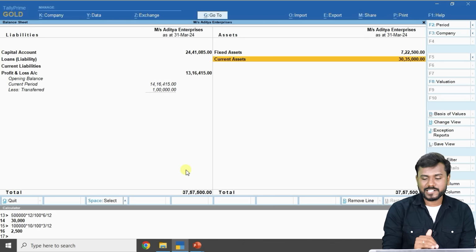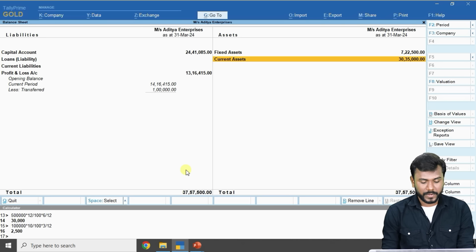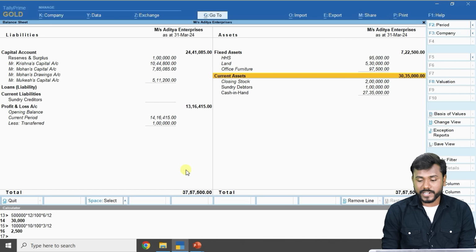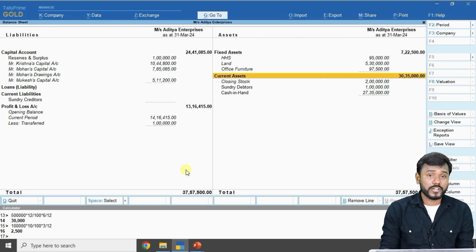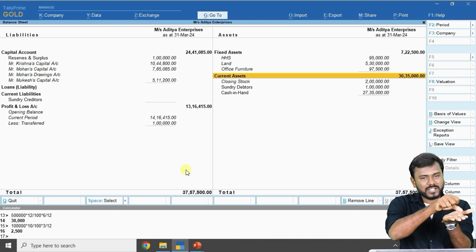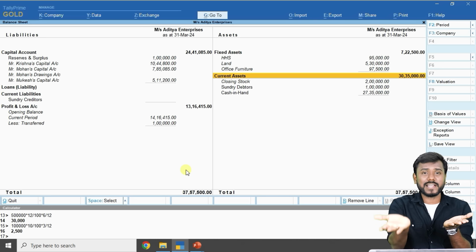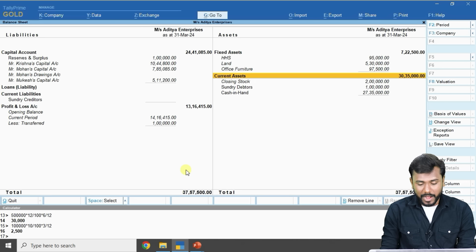So your current assets were reduced to 30,35,000. Now you need to increase the current assets and you need to increase the profit. You need to reverse the rent you paid and you need to create an asset. Okay, I will show you how you can do that.